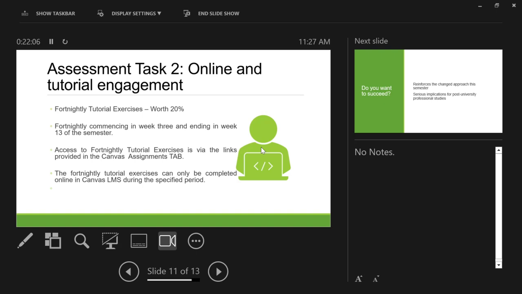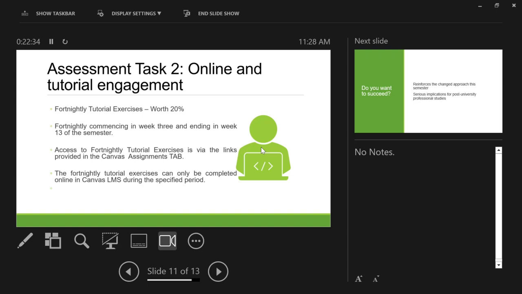Another important assessment component of this unit is your online and tutorial engagements. These are fortnightly exercises, 6 of them, starting from week 3 and ending in week 13. So these are 6 exercises, fortnightly, ending in week 13. That will carry a weight of 20%.